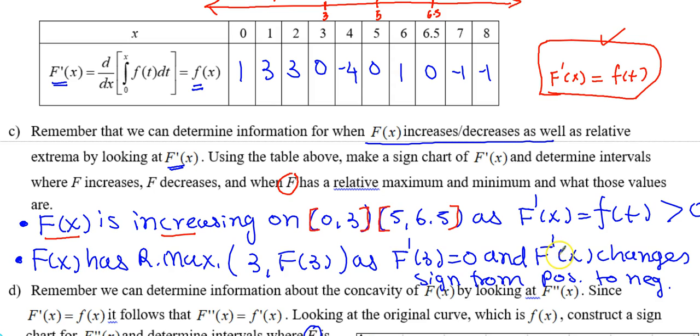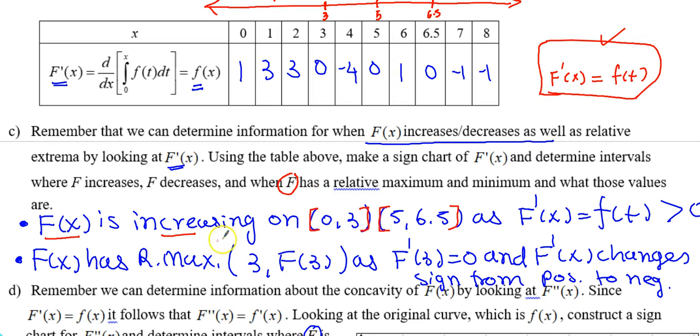And f prime of x changes sign from positive to negative. Yes, we have more than one relative extremum. I did not write all those answers because I do not have a lot of space. I'm just pointing out how you are supposed to write it, taking you back on memory lane from the previous unit. I just wrote increasing and relative maximum.